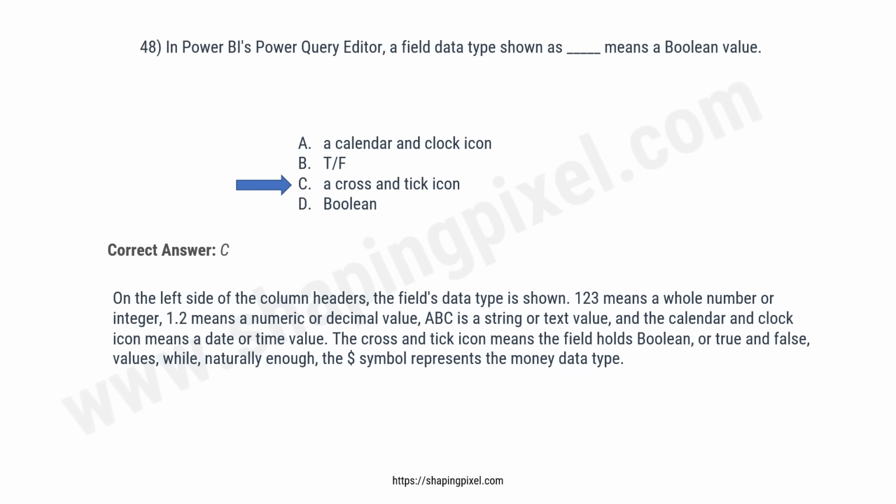On the left side of the column headers, the field's data type is shown. 1, 2, 3 means a whole number or integer. 1.2 means a numeric or decimal value. ABC is a string or text value. And the calendar and clock icon means a date or time value. The cross and tick icon means the field holds boolean or true or false values, while naturally enough, the dollar symbol represents the money data type.